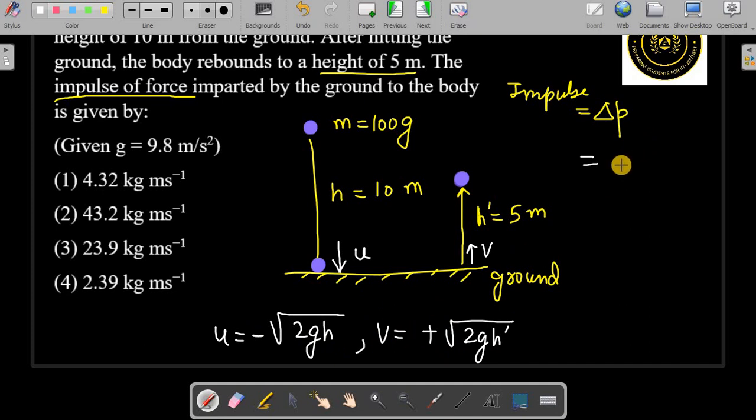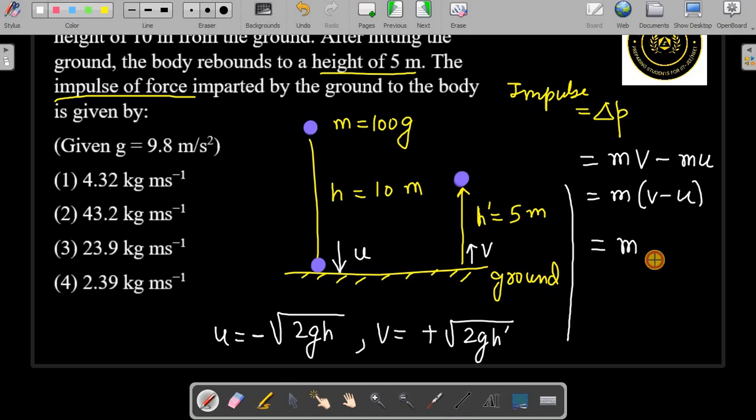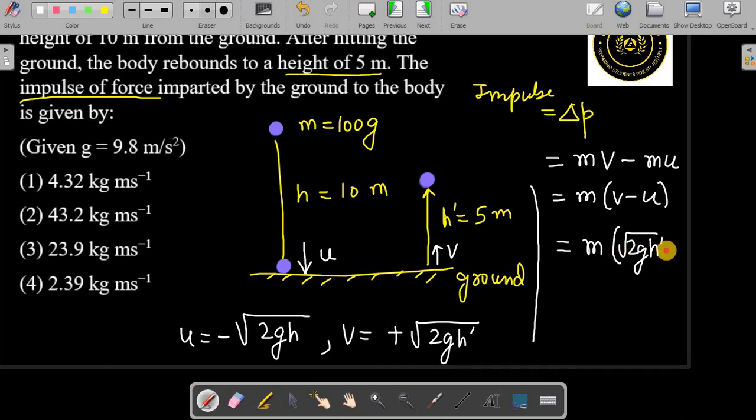Once you get this, then you can calculate change in momentum. Change in momentum is mass into final velocity, minus mass into initial velocity. So when you take mass common, this v minus u comes out, right? And here you can clearly see that minus of minus u will get added together. So mass, and it is root under 2g h dash, plus root under 2g h. This is the calculation we have to do. Just we have to do this calculation.